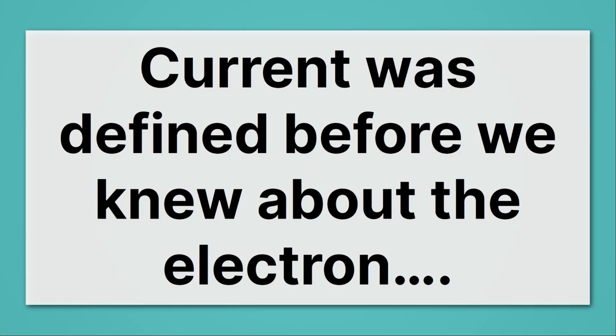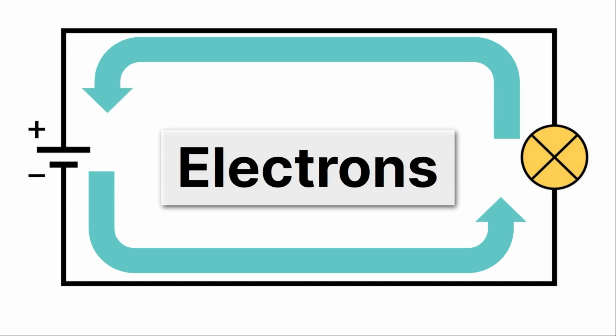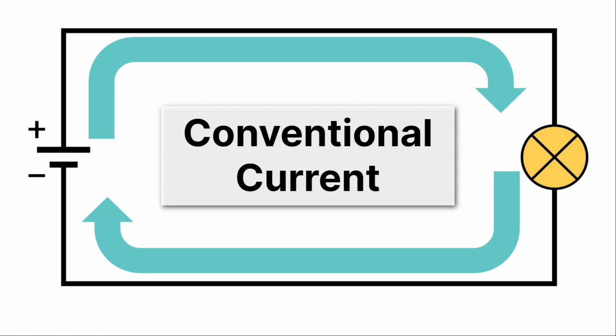The awkward truth is that current was defined before we knew about the electron. So this is what's called conventional current. Historically, we define current as going positive to negative, but nothing's actually moving in that direction. If we could go and redefine current all the way back in history, we would, but we're stuck with the history we live in, alas. So it's the electrons that are actually moving, and they move from negative to positive, but we do want to remember that conventional current is defined in the opposite direction.